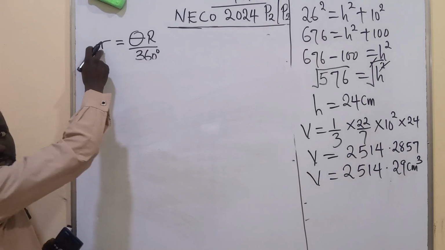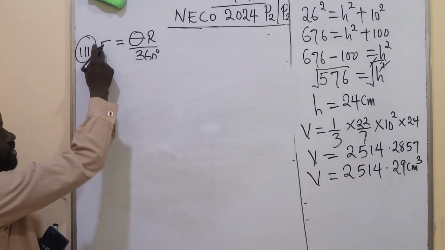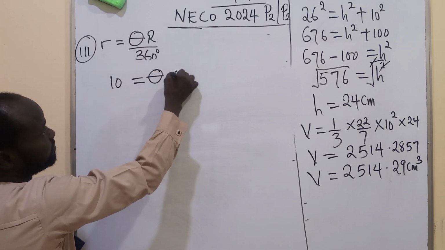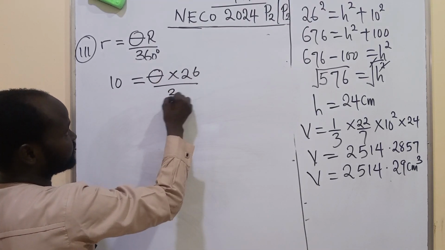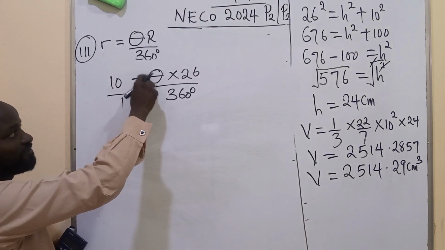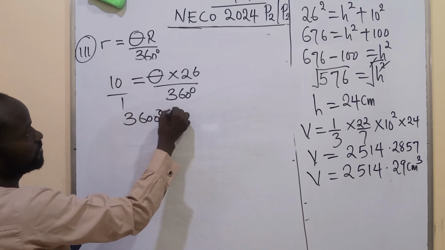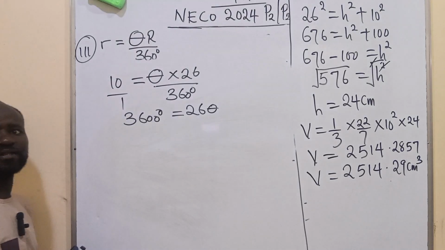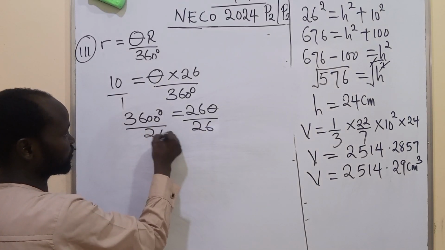So from the question, our radius r, which is small letter r, is 10. This will be equals to theta, that's what we're looking for, times the capital R, which is the radius of the sector, is 26, divided by 360 degrees. At this point, we can cross multiply to find the value of theta. 360 degree times 10, that will be 3600 degree, will be equals to 26 theta. We're looking for the value of theta, and the coefficient of theta here is 26. So we divide both sides by 26.